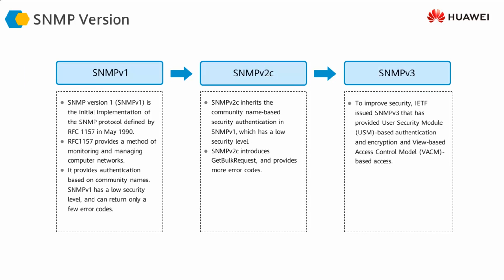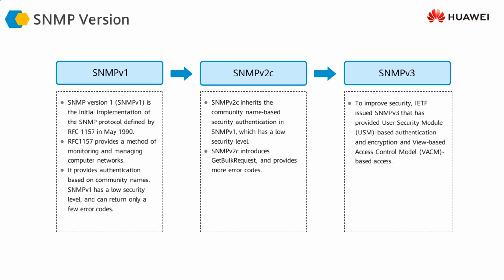These are the three versions of SNMP: SNMP version 1, SNMP version 2C, and SNMP version 3. SNMP version 1 was the original SNMP version, which is not normally used these days. It was insecure and had limited capabilities.